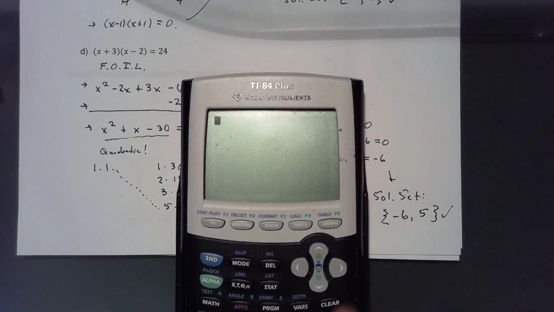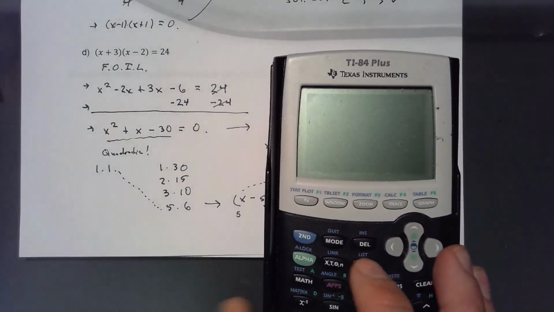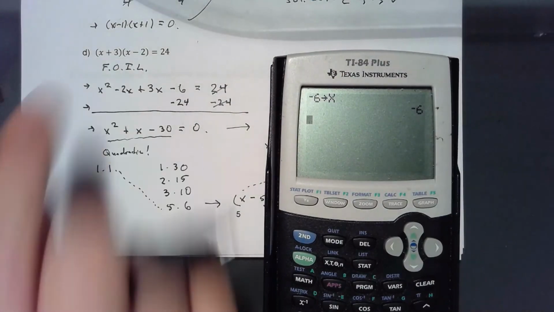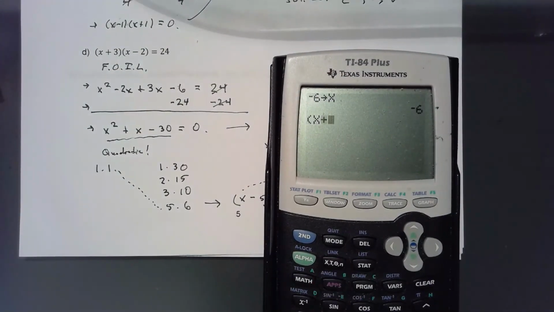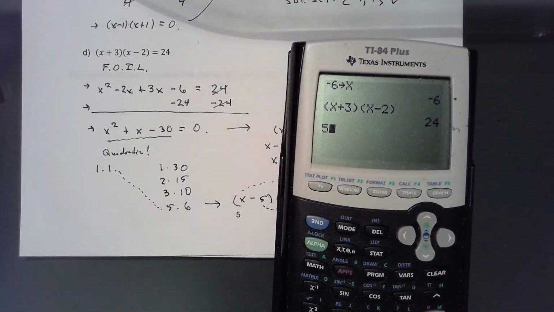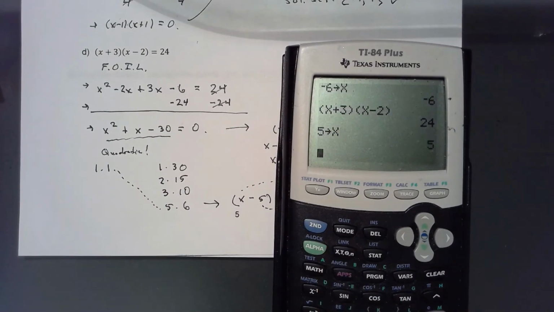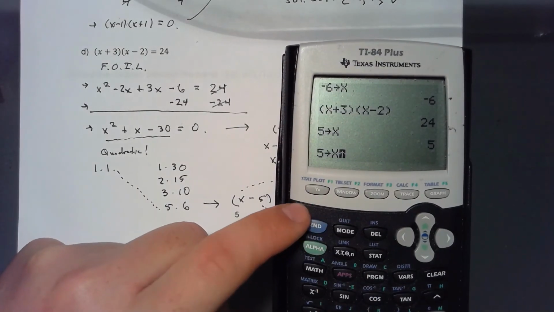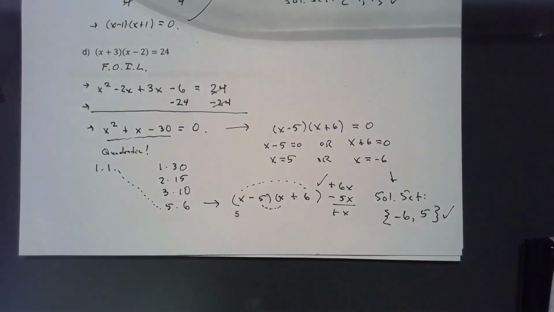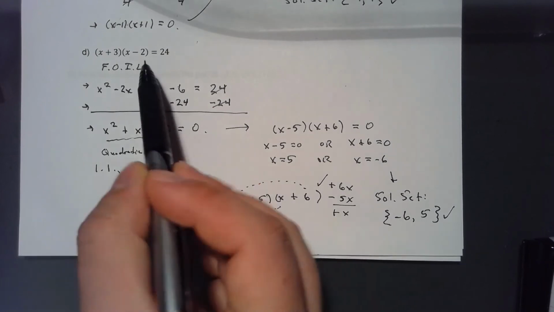Check it. Negative 6, store in x. Type in the original polynomial: x plus 3 times x minus 2. When I hit enter, I should get 24. Look at that. Let me try 5. 5, store in x. Second enter, and I hit enter again, I get 24. Beautiful. Nothing to it. Make the right side 0.